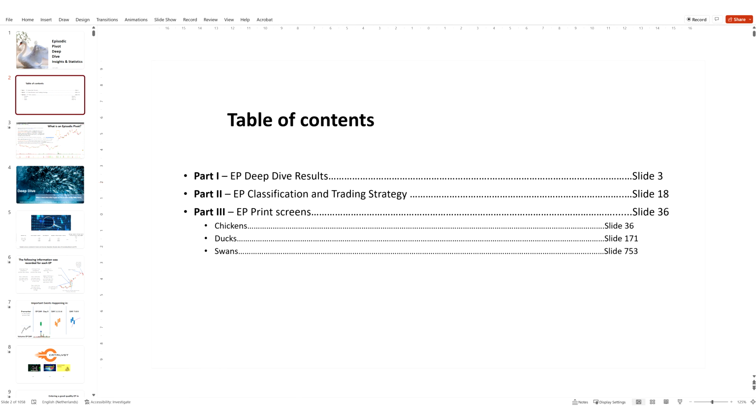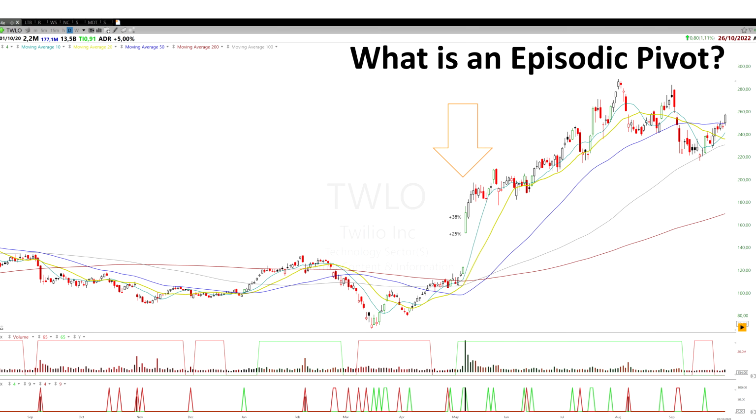In the end, I found a total of 1018 episodic pivots for a period of 6 years using the TC2000 software, and all of those are represented here and classified in a specific way. Stay tuned and I'll share with you more details.